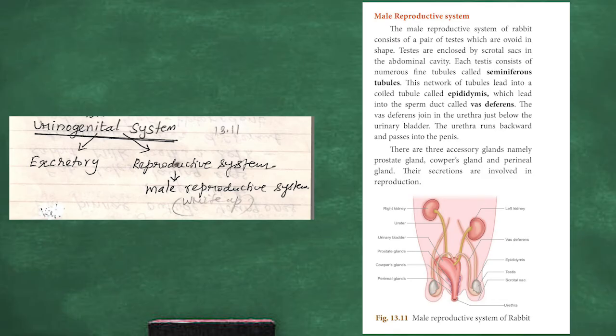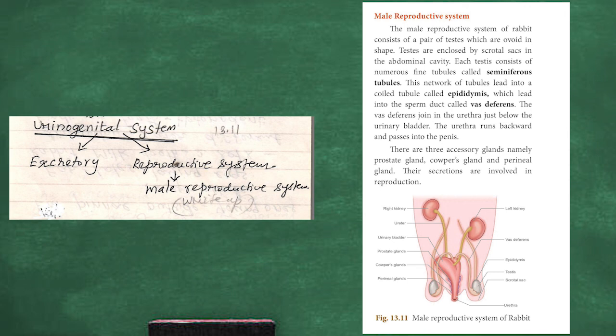Okay, next comes urinogenital system. Urine, you know that it is excretory. Then genital means reproductive system. Then here one question has come, male reproductive system. It is in the book also, it is given in page 196. There you can see the first here it is given urinogenital. So the excretory system and the reproductive systems are given in the same diagram.